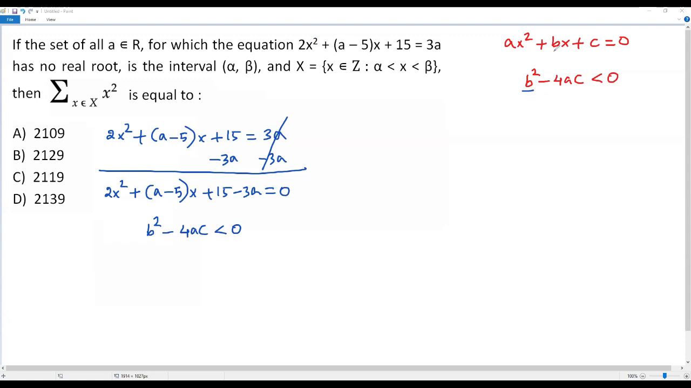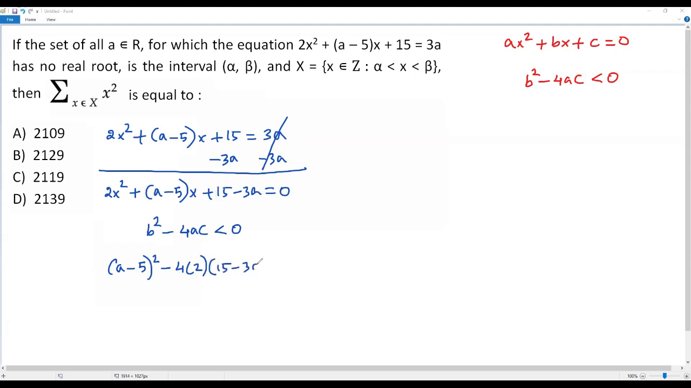Actually, b is the coefficient of x, a is the coefficient of x square, and c is the constant term. Now, to get the value of b, we have to consider the coefficient of x over here, that is negative 5. We have to plug in this negative 5 for b over here. Then I'm getting negative 5 the whole square, minus 4 times a, where the coefficient of x square is 2, and c is the constant term, 15 minus 3a.